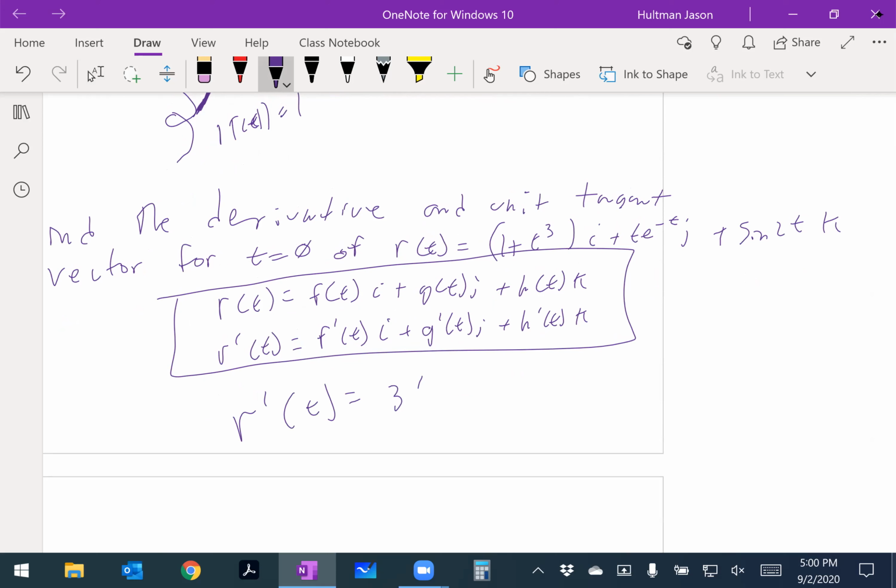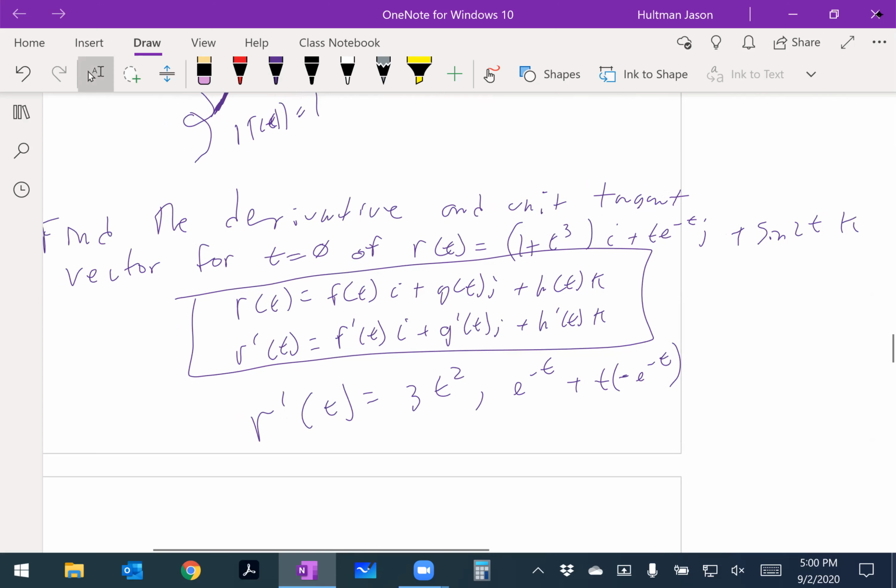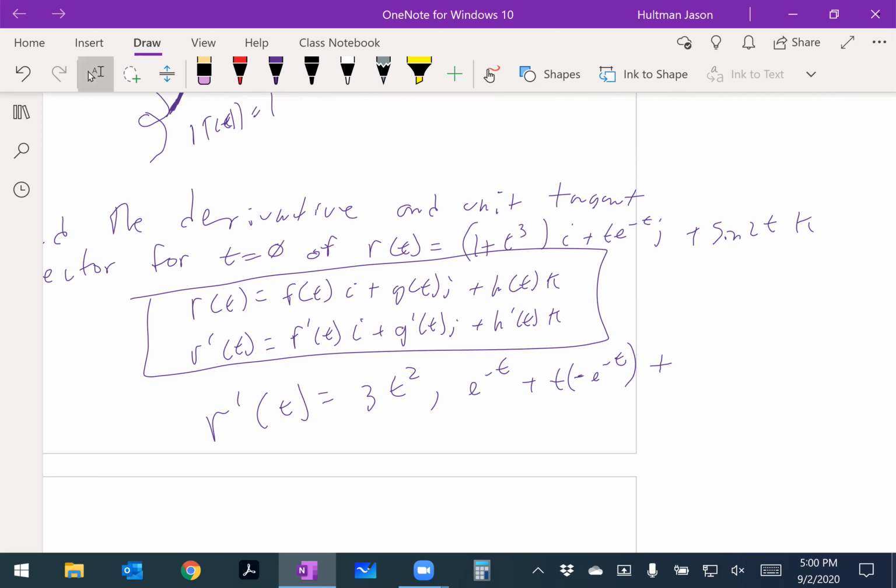So let's just find the derivative of this, r prime of t. This is going to be 3t squared. This is going to be the product rule, t e to the negative t. The derivative of t is 1, so this is e to the negative t plus t times the derivative of e to the negative t, which is negative e to the negative t. And then plus sine 2t, that's a chain rule. That's just going to be 2 cosine 2t.